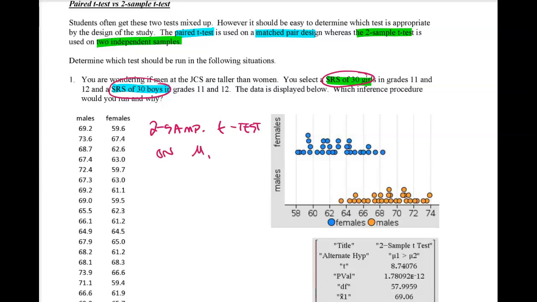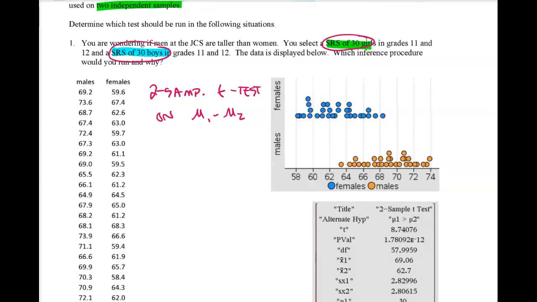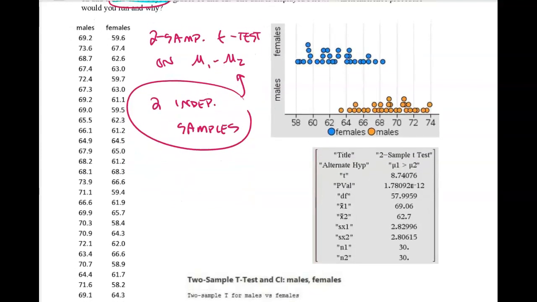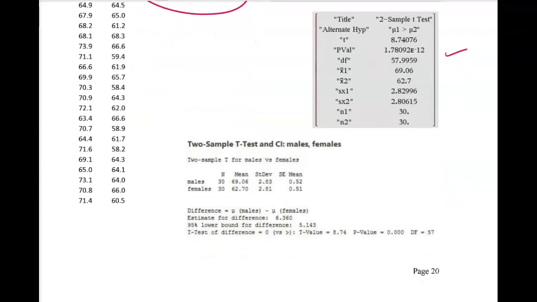on mu1 minus mu2. I've got two different means, and I'm wondering if there's a difference in the means. These are two independent samples. That is why I run a two sample t-test, okay? So we've got males and females, the distributions are different, we run our test, and so on. It's all pretty standard.